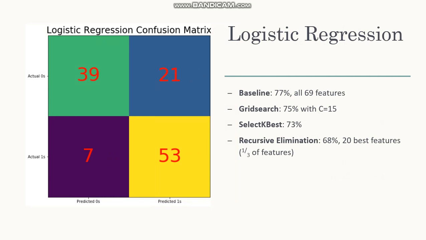And the baseline logistic regression for my data set yielded a 77% accuracy score using all of the available features. After tuning the hyperparameters by performing a grid search in order to get the best combination, the accuracy score on the testing set was only 75% with a C equals 15. As indicated in the confusion matrix, it looks good with the true positives and true negatives being high and the false negatives are low.